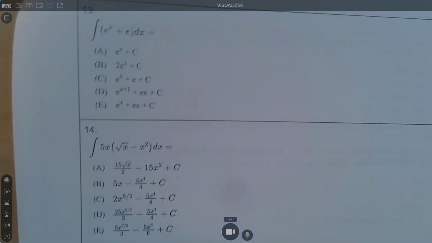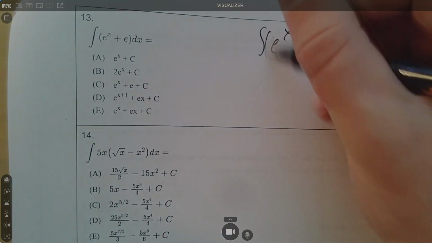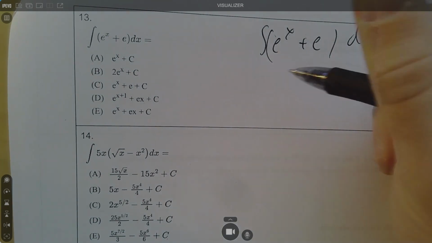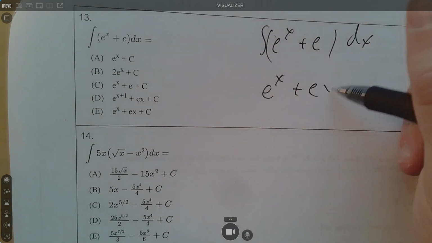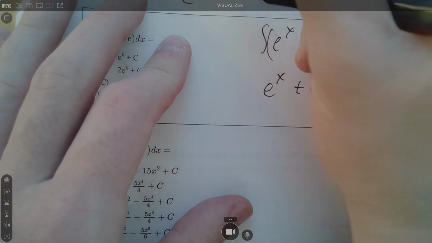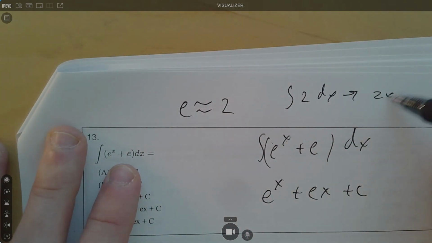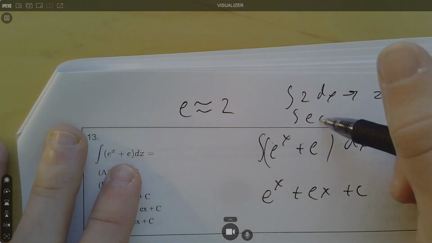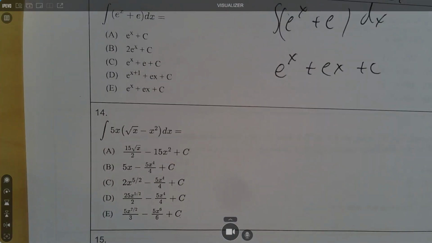13, e to the x plus e. Nothing, no u sub here. The antiderivative of e to the x is just e to the x. The antiderivative of e is actually just ex. And again, think of e as similar to a 2. So you take the antiderivative of 2, you get 2x. So the antiderivative of e is just ex. Okay, that's it.